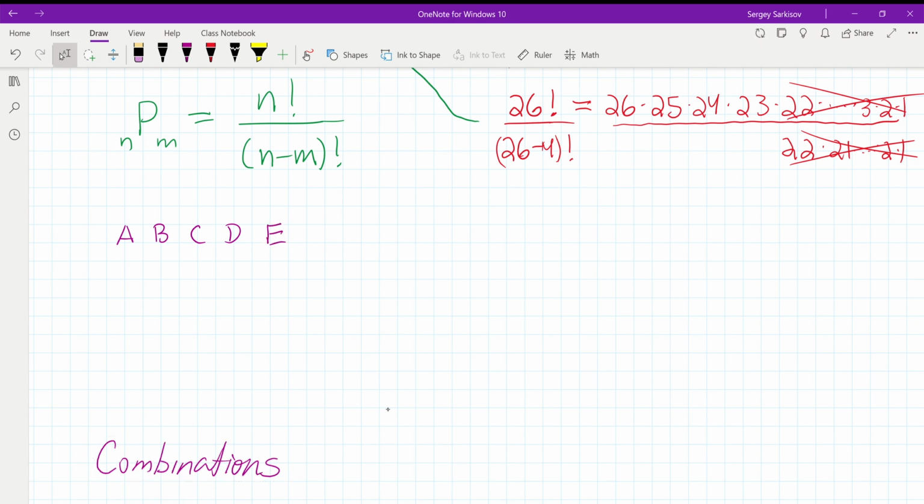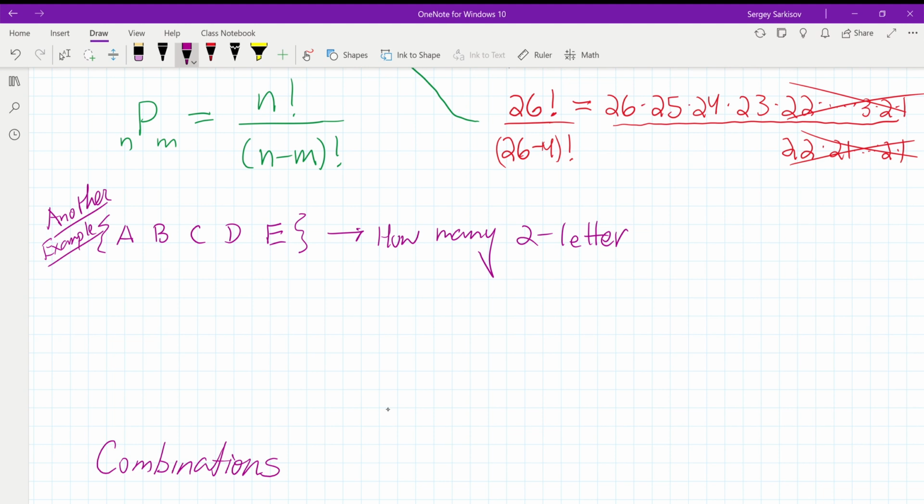So from this set, let's say 2-letter words. Another example, a similar, easier one that we can follow more easily and conceptualize better. How many 2-letter words with order, no repetition? So we're going to have A and then no more A.